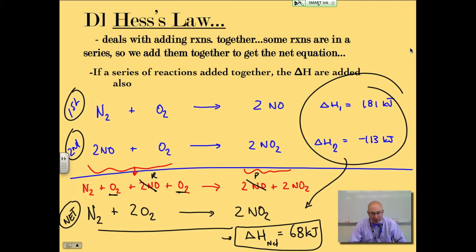Now there are some things that sometimes have to be done to the equations so that the net does get formed. So that's what I'm going to see on the next slide.